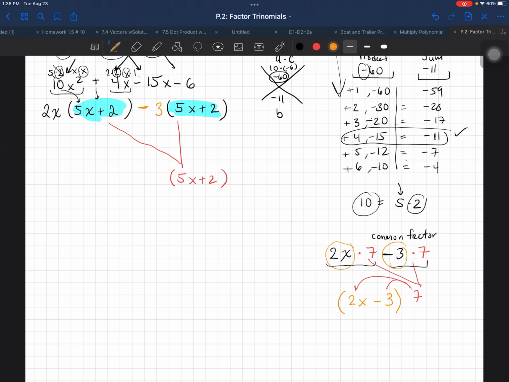But we have to be careful, and make sure that whatever's left behind stays within the parentheses. It's going to be grouped together because, again, if you want to go backwards, you can by using distribution. You multiply the quantity 5x plus 2 by the 2x, and then again the quantity 5x plus 2 times negative 3, and you'll get back to that. So what we ended up doing here is we factored into a binomial.